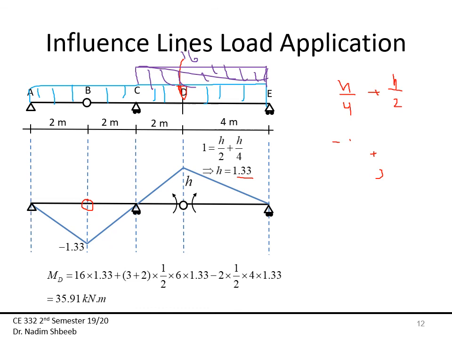Now I also have at this position here the 3, which is coming from the live load, right? So that was 3 kilonewton per meter, and that was the 2 kilonewton per meter. So the total is going to be 5. The area is going to be 1/2 times 6 times 1.33. Now this is negative area, so I'm going to put the value of negative, right? So that's going to be minus 2 times 1/2 times 4 times 1.33. So the maximum positive moment is going to be 35.91.